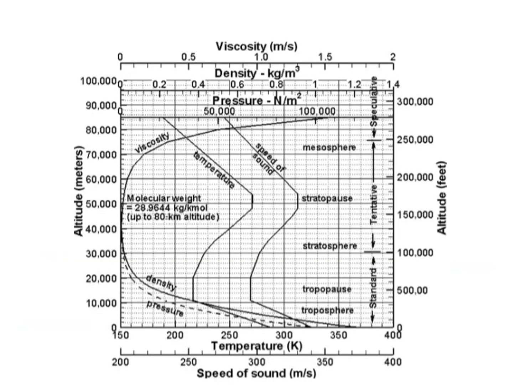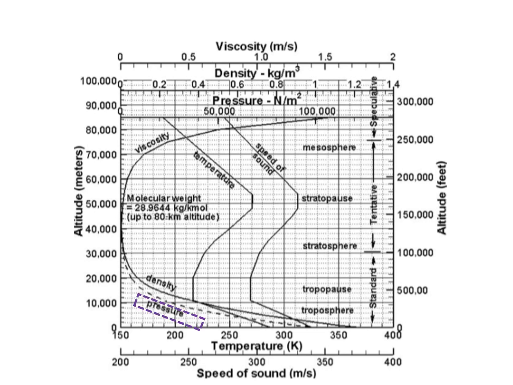If we put the ISA table into graphs, it looks like this. On the horizontal axis are different parameters: temperature, pressure, density, viscosity, and the speed of sound. On the vertical axis is the altitude. On the left-hand side it is measured in meters, on the right-hand side in feet. Okay, so let's first have a look at the pressure.